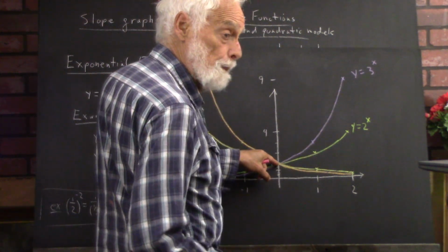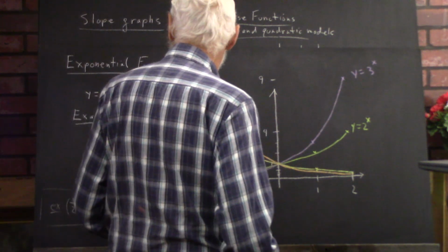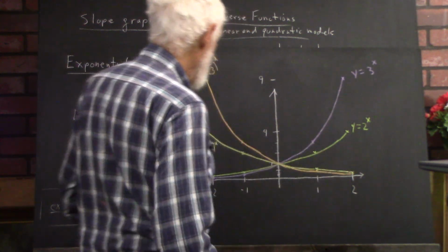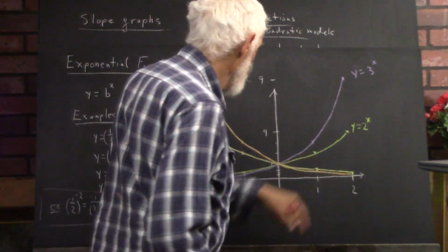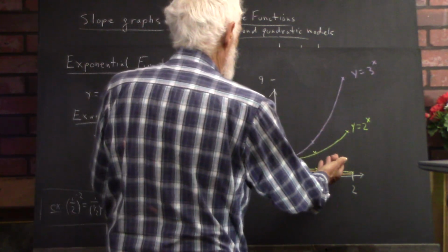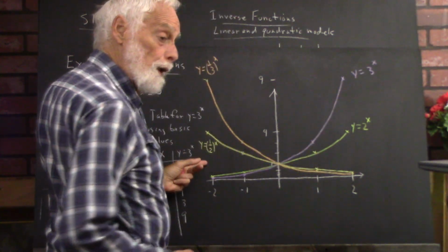All these graphs are going to pass through the point (0, 1). And then the rest of the values should be pretty obvious. So we get a graph that looks like this, and it's just the reflection of the 2 to the x graph. If we take this whole thing and flip it over this way, the 2 to the x graph will become the 1/2 to the x graph.